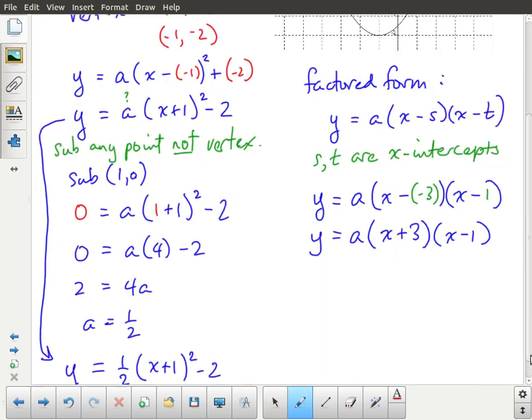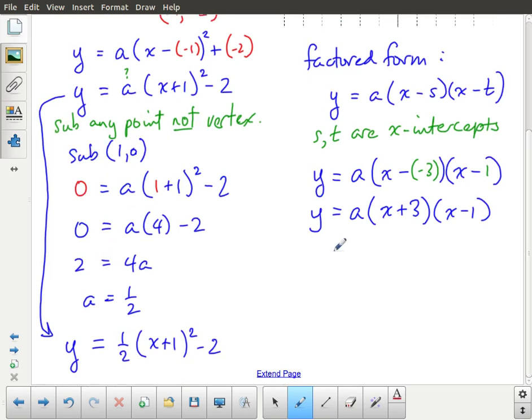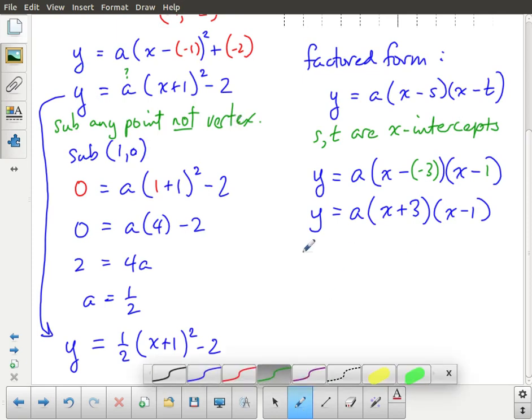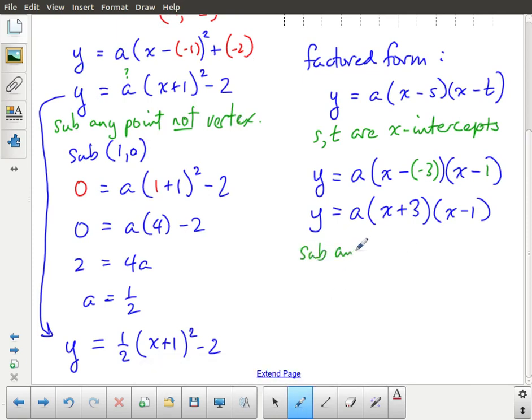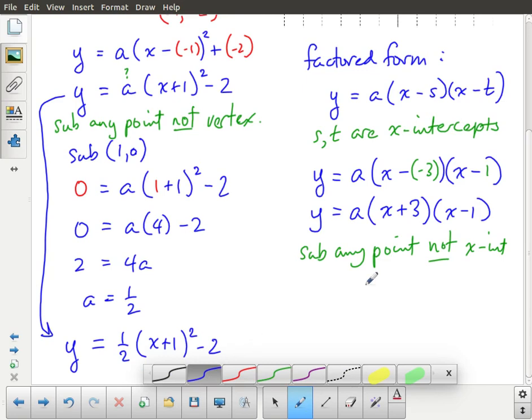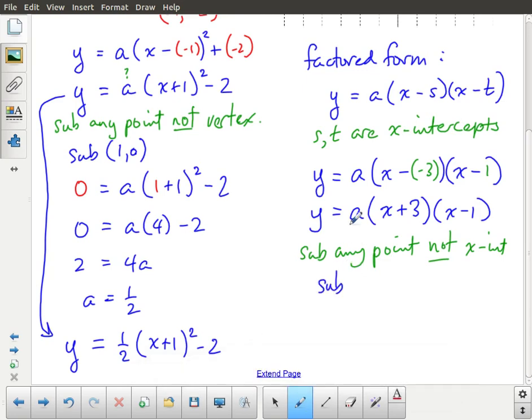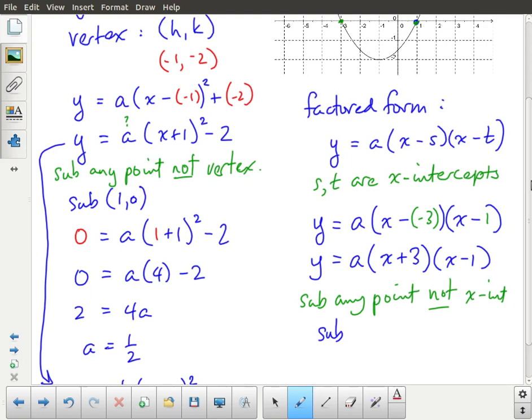And just as we did before, we can now sub in a point. Now, just as we used up the vertex, we can sub in any point that's not the vertex. In this case, we can now sub in any point that is not an x-intercept, because we have used up the x-intercepts to get to this form of the equation. So I will go ahead and sub in. In this case, I'll just use the reverse. I'm going to use the vertex, since that's an available point.